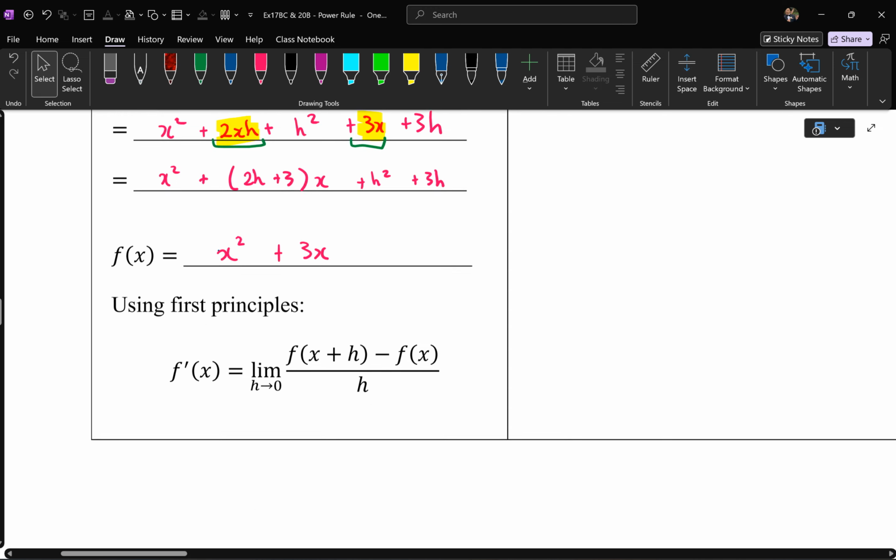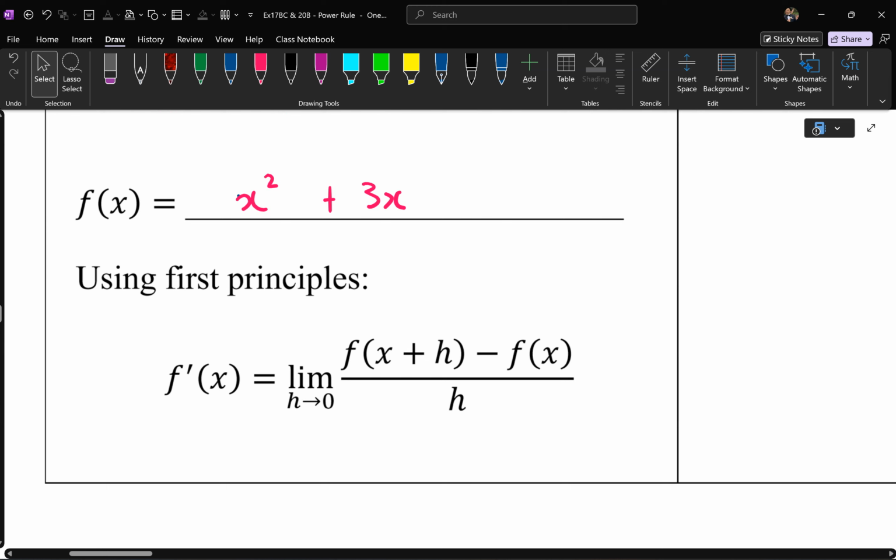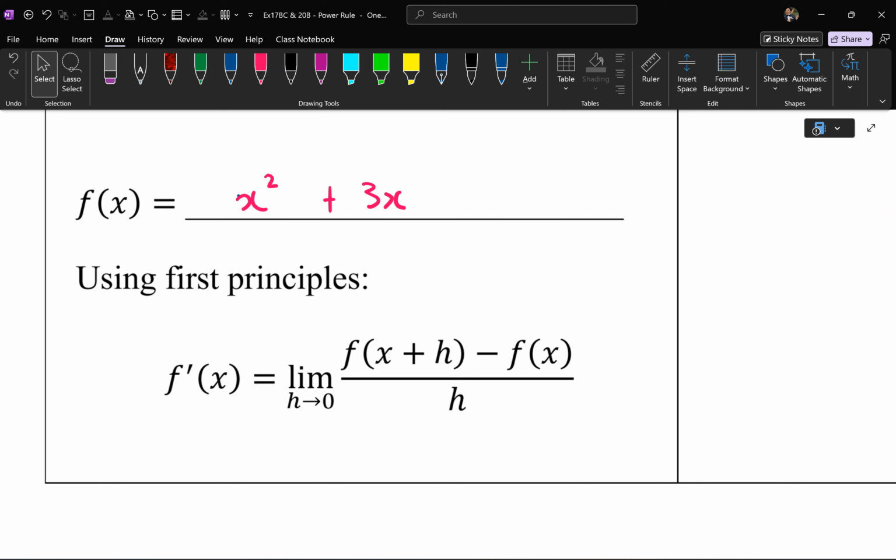Okay? Now, let's use the first principles. So the rule is just underneath. Here we go. This is our rule. We're going to take whatever you found for f of x plus h, and you're going to minus f of x, and then you're going to divide by h. So let's write it all out.